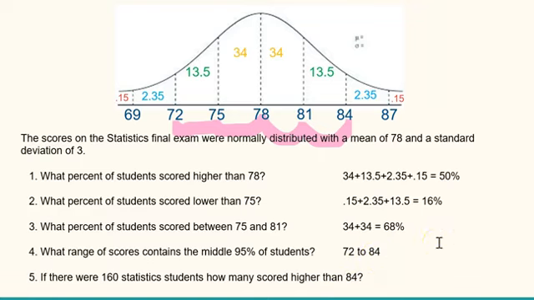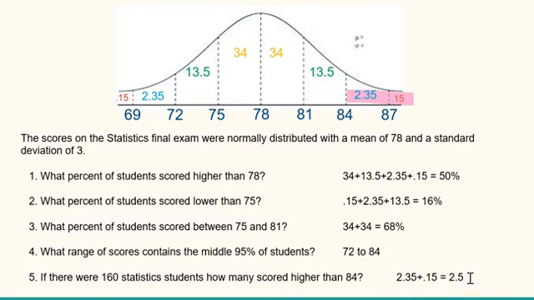All right, and then our last question, if there are 160 statistics students, how many scored higher than 84? All right, so this time, all these other questions asked us for a percent. This one, we're looking for an actual number out of 160 students. So the first thing is, we're going to do it just like we did questions 1 through 3 up here. I want to know what percent of them scored higher than an 84. Okay, so these two sections together equal 2.5. So 2.5% of students scored higher than an 84.